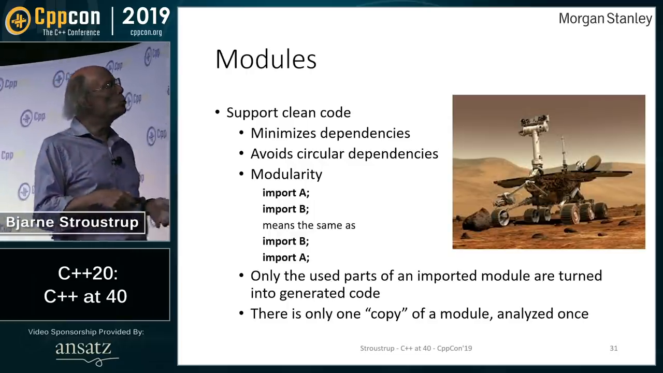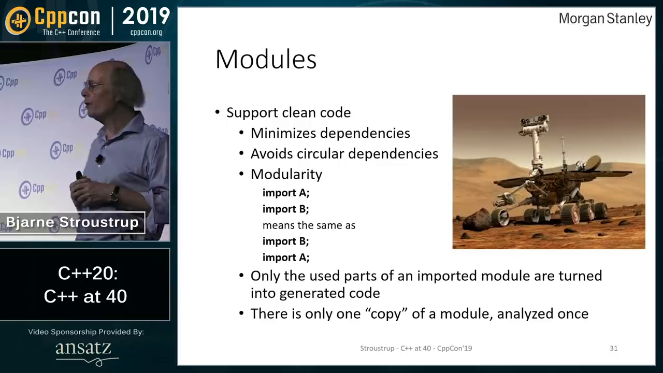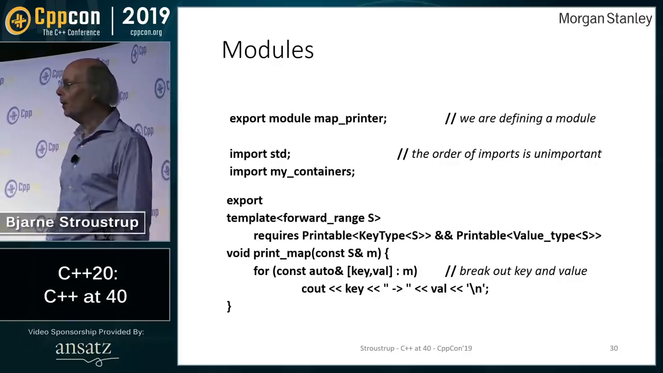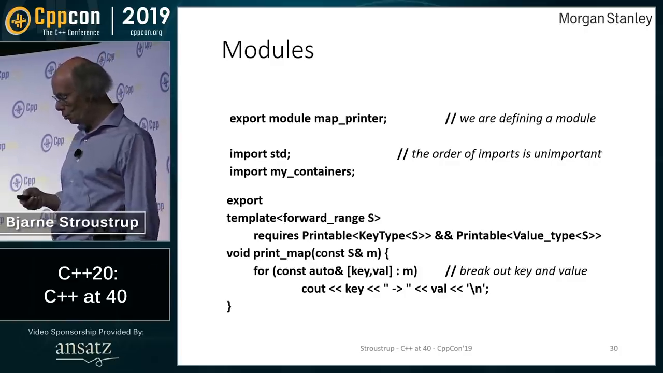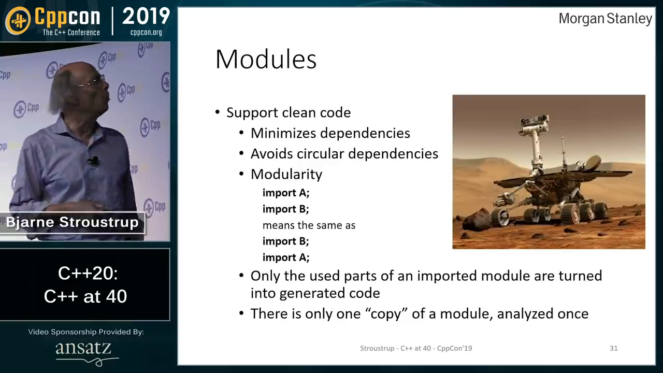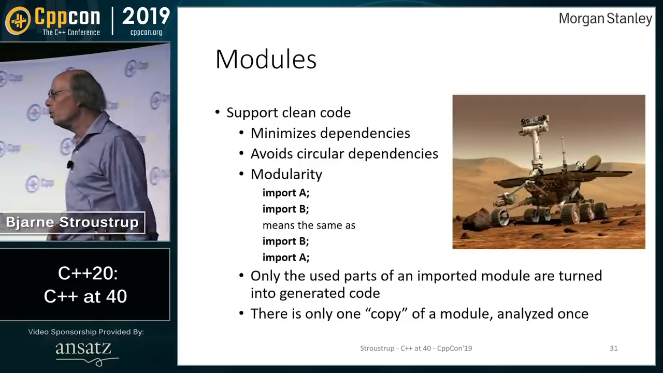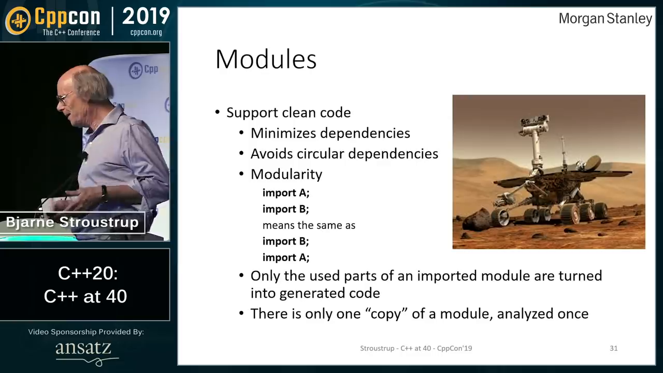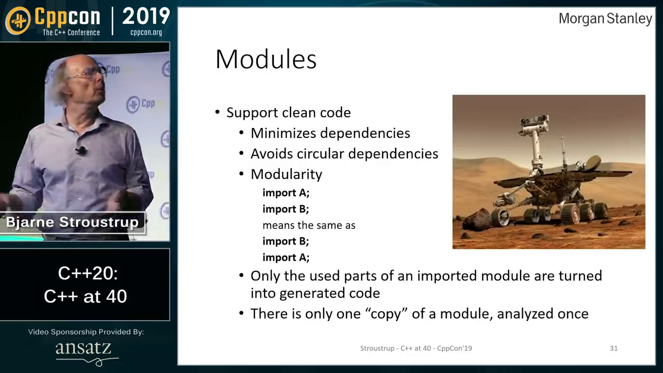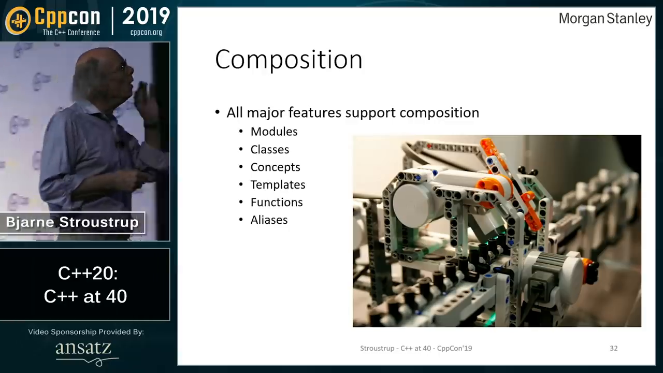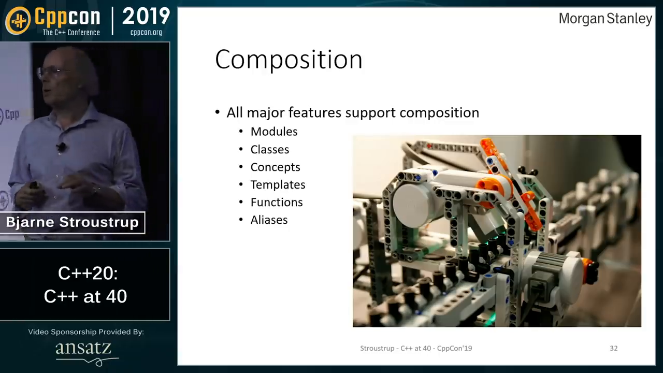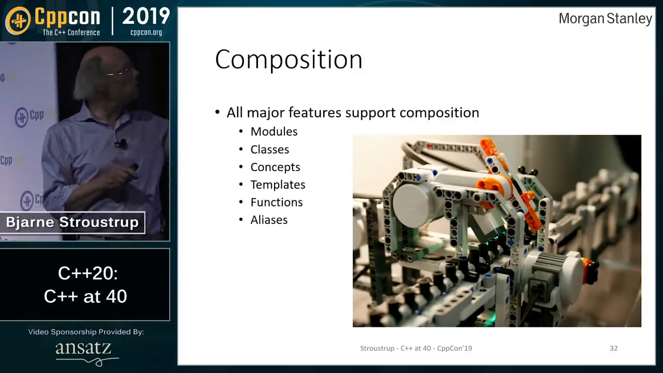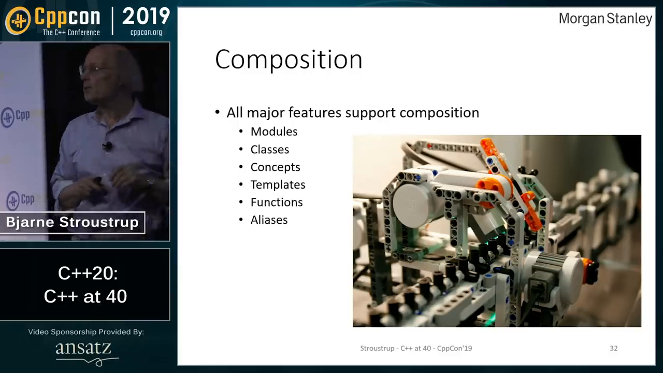And only the used part of an imported module is turned into generated code. So when I grabbed all of std there, I didn't load up my memory with junk that I didn't use. I just said, I want it to be accessible. And there's only one copy of a module, so you don't have to analyze it 100 times because you included something 100 times. So basically, all the major features of C++ exist to support composition. Modules, classes, concepts, templates, functions, aliases.